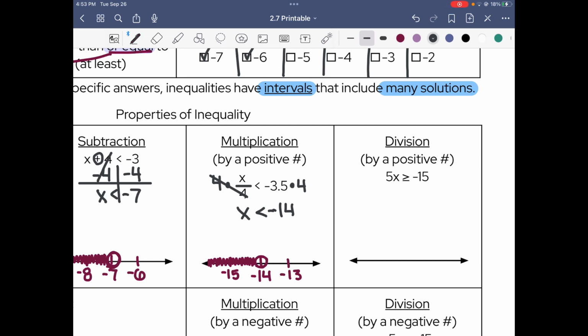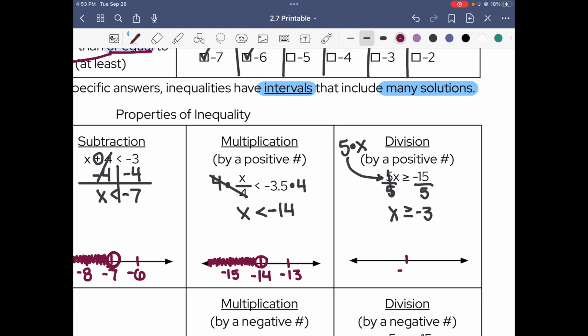And then the last one on this row is division, because this is 5 times x right here. And the opposite of multiplication is division. So we want to divide by 5 on both sides. It's always going to be division if you don't see the plus or the minus sign in between the number and x. Okay, 5 divided by 5 is 1. So you have 1x is greater than or equal to negative 15 divided by 5, which is negative 3.